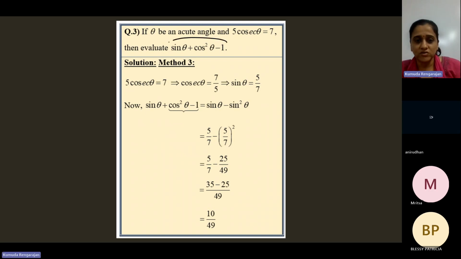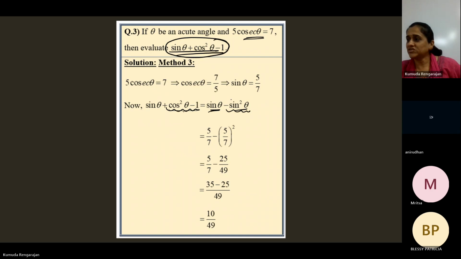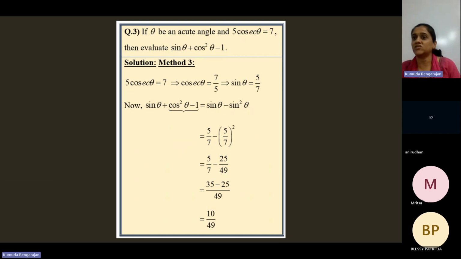We have to find this one. So we replace cos square theta minus 1 with minus sine square theta. Now in this expression, we have only sine theta and sine square theta. We are given the value of cosecant theta, which is 7/5. Its reciprocal is sine theta, which is 5/7. So substitute and calculate. All right. We'll get the same thing even when you use a right triangle.